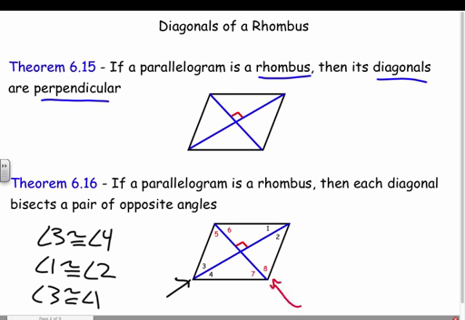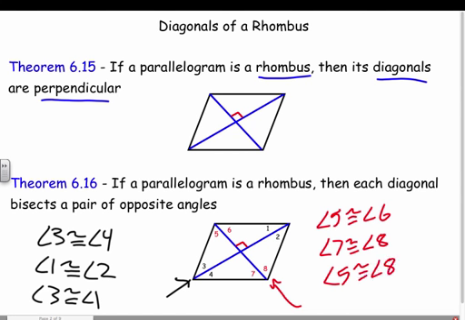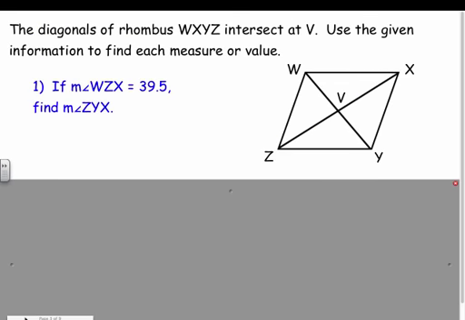Same thing looking at the other diagonal. Angle 5 is congruent to angle 6, angle 7 is congruent to angle 8. It all works out that way. So I could also add, angle 5 is congruent to angle 8 as well, and angle 7, all those different ones. So basically, these are all the same, and these are all the same. They're not all congruent, but each diagonal bisects the opposite angles. And we're going to end up using that here.